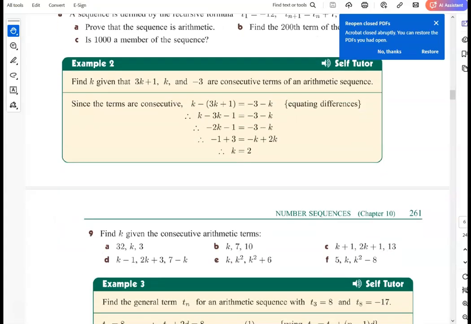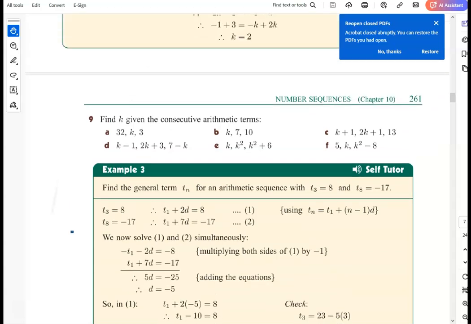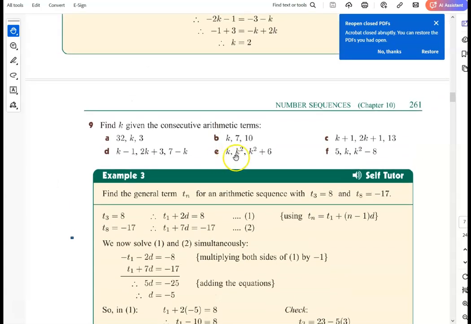Some of the ones that you're going to get, what do you see with E and F? Ooh, there's a squared in there. What does that mean? Not exponential. Think the Queen. Quadratic. How do you solve a quadratic?